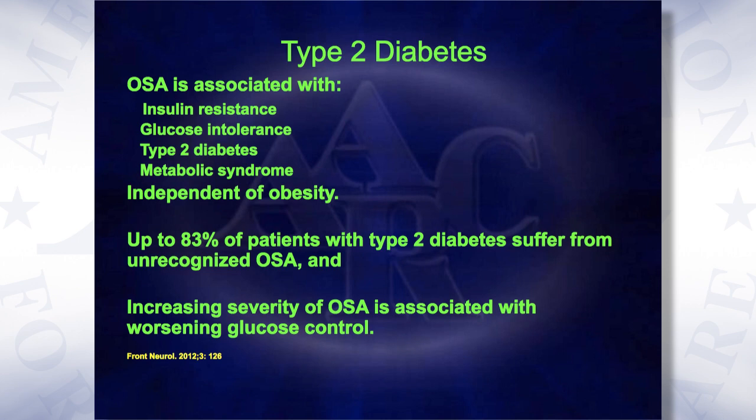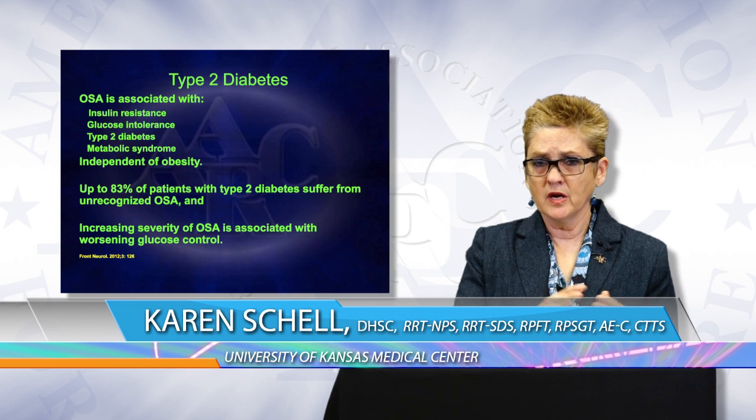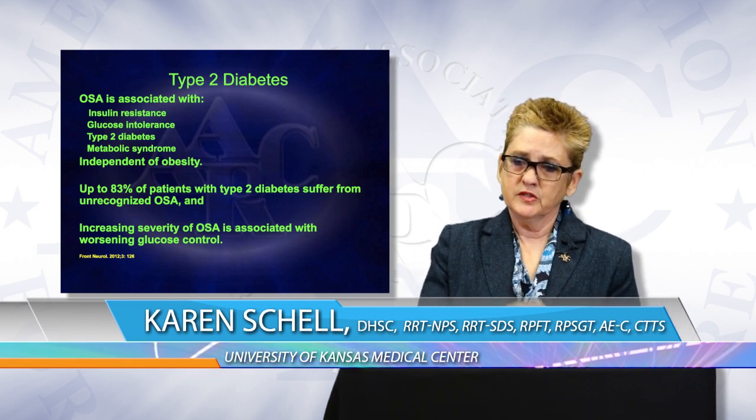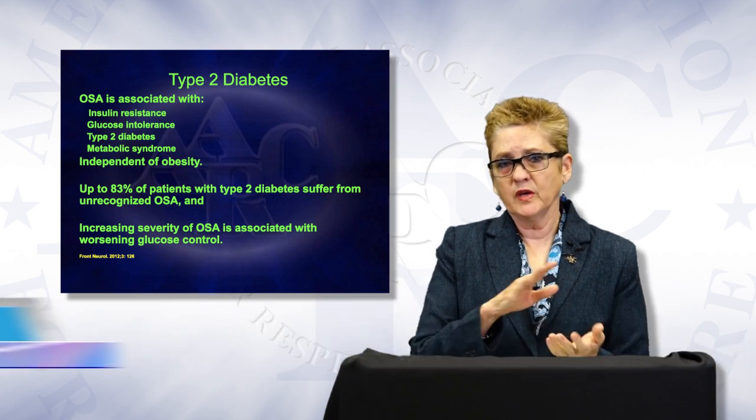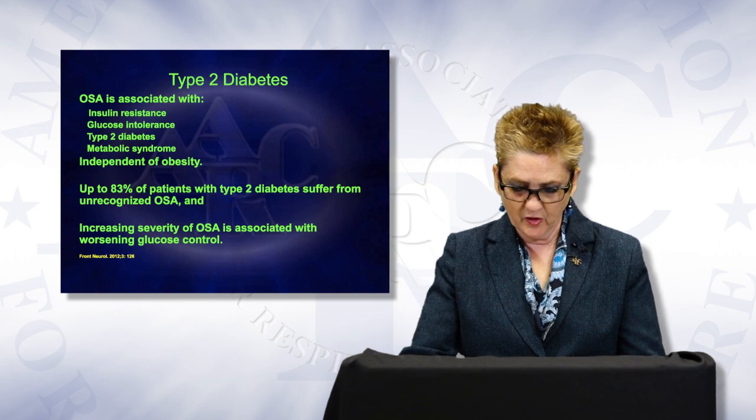So up to 83% of people with type 2 diabetes suffer from an unrecognized OSA, or obstructive sleep apnea. And we see that increasing severity of OSA is associated with worsening glucose control. So we have a vicious cycle going on with our patients. Their diabetes can be worse, and their sleep apnea can affect that. So if we can treat not only their diabetes but their sleep apnea, we can help improve the health of the patient.